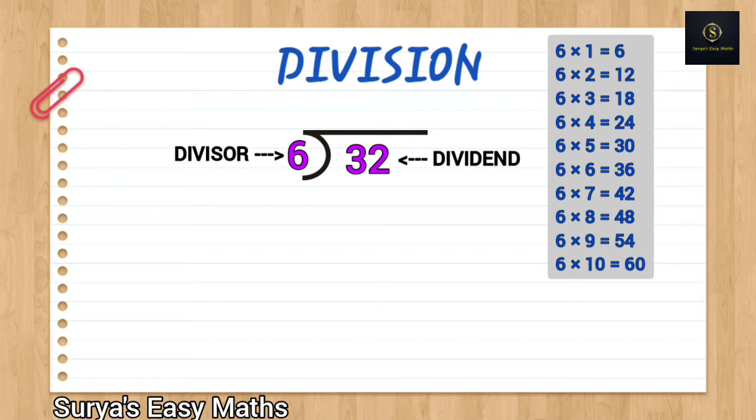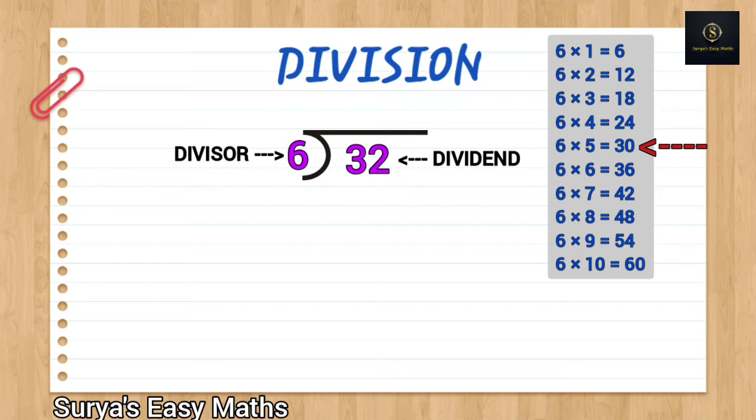So we want to see 32, but 32 is not there in the table of 6. So can we see the nearest number to 32? It is 30. Why, children, are we seeing 30? Because after 30, 36 comes. But 36 is greater than 32. So we will take 30. So 6 fives are 30. So now the nearest number is 30.